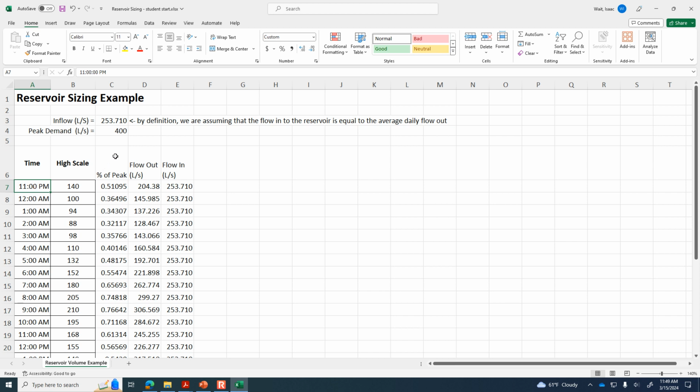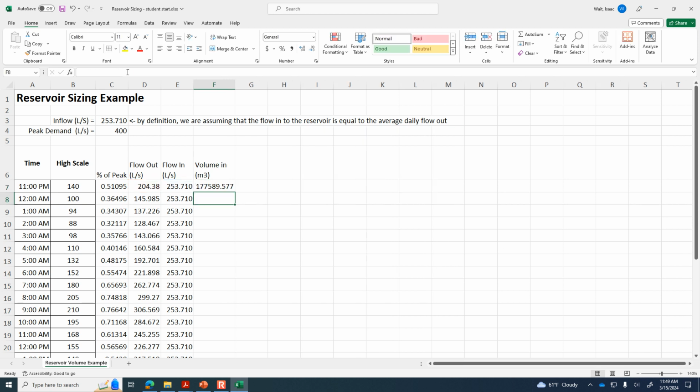So let's find out the volume in terms of cubic meters during an hourly increment. The volume in is the flow in minus the flow out. So that's just going to give us liters per second. So the difference between the two is 49.33 liters per second, and it's during a 1 hour period that this occurs. So now let's multiply that by the number of seconds in an hour, 3,600.